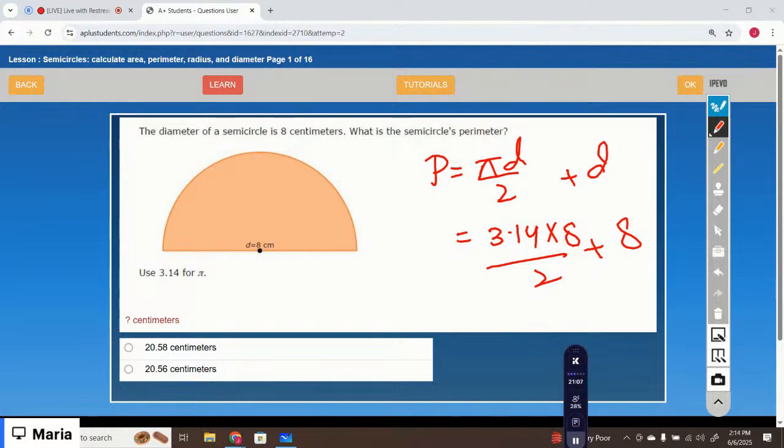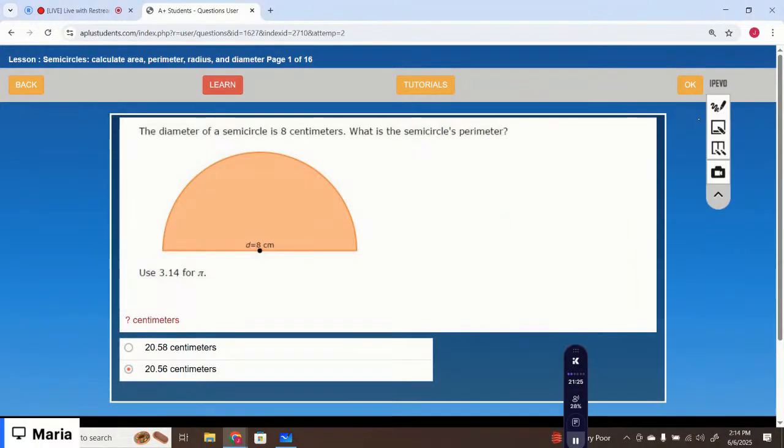Let me just do the calculations. 4 times 3.14 plus 8. That is 20.56 centimeters. Option number 2 is the correct option, that is 20.56 centimeters.